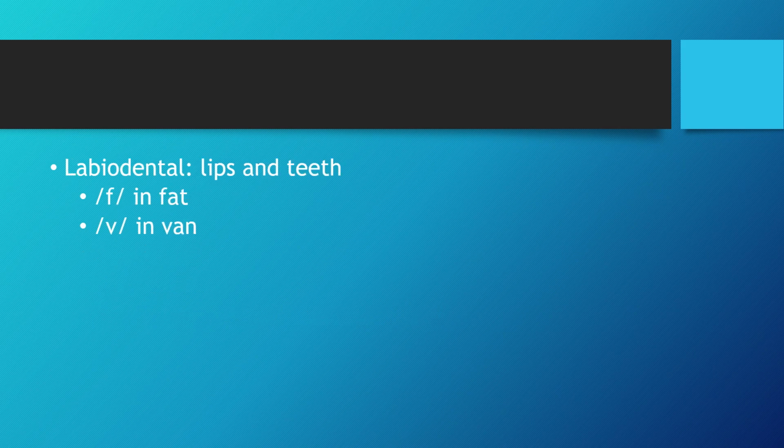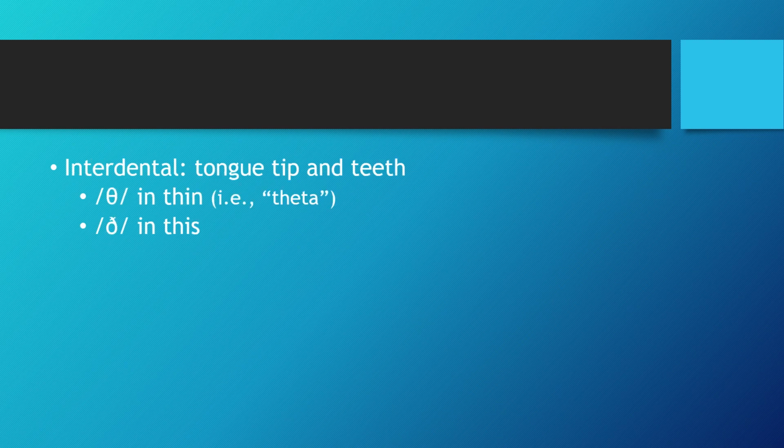For labial dentals, you're using the lips and the teeth. And so the f in fat and the v in van are the 2 labial dental sounds in English. Interdentals involve the tongue tip and the teeth, so the th in thin and the th in this. And like he said, in British English he called it the theta, but in American English usually we call it the theta symbol, and so that's what we would use for those interdentals.